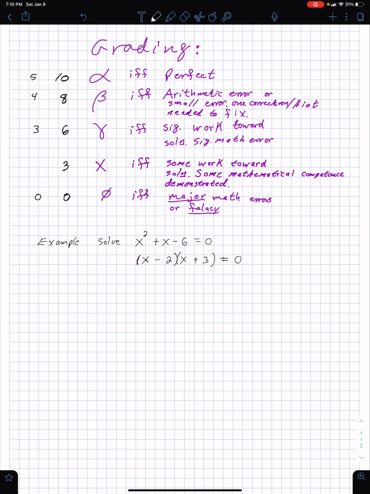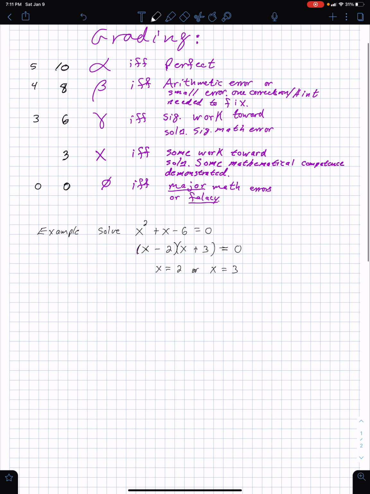Okay, and then the next level might be something like this. And then you say x is equal to, say, 2 or x is equal to 3. Well, that's still probably a gamma because that's still wrong. Again, I try to be consistent as I go. So I would say that one's probably gamma because of still significant work towards solution. There's still a major math error right here. I mean, you can't do that, right? That's not how you solve.